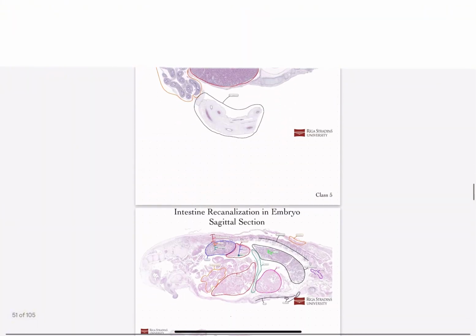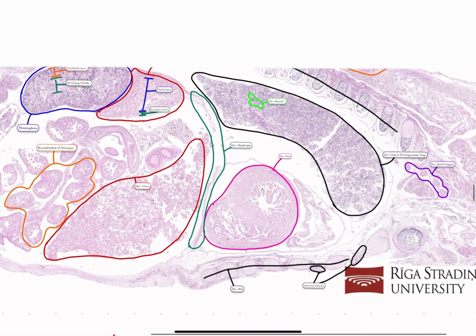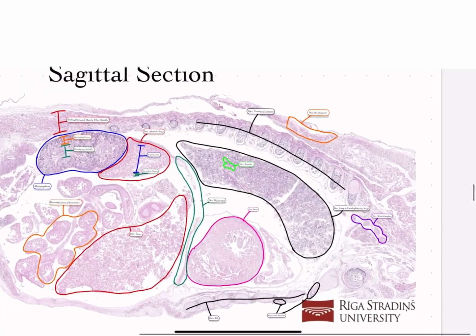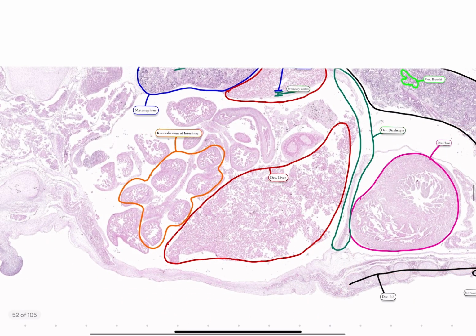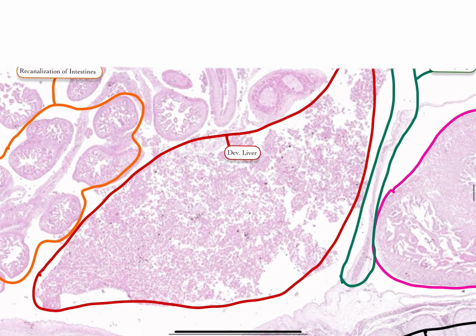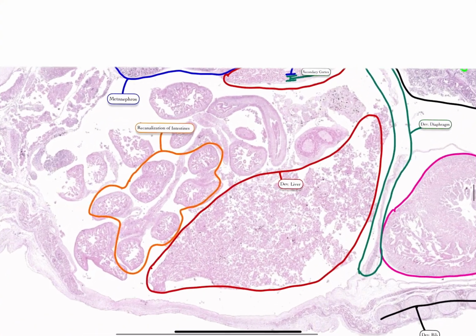But first of all, let's talk about where else we can see it. So here's another embryo in sagittal cut. Like I said, we follow the ribs. That's where the thoracic area is. As soon as the ribs end, that's where we have the developing liver. Only here it's a little bit more scattered.